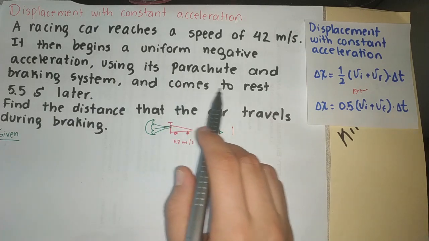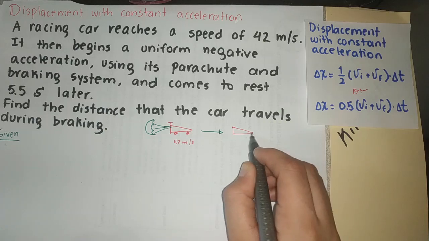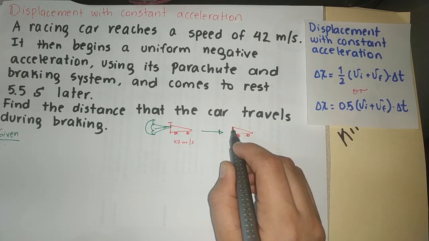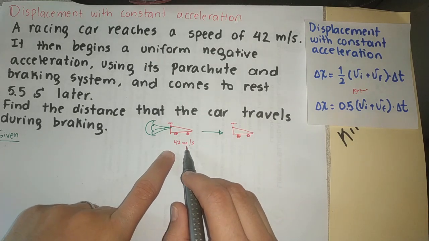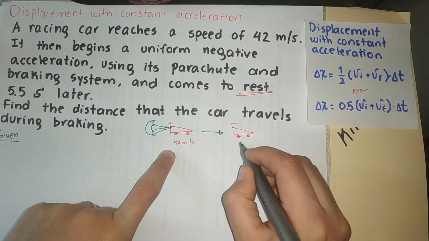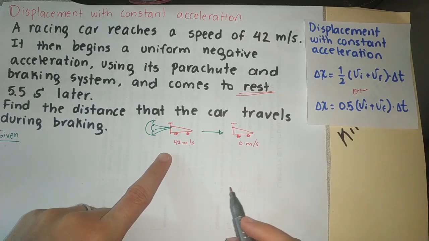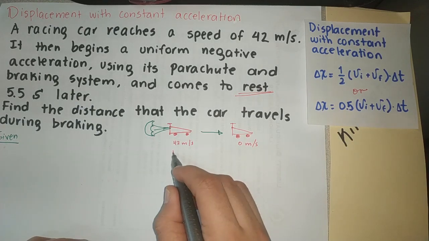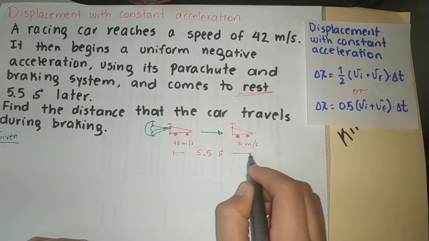It says it comes to rest 5.5 seconds later. That means that right from the moment the car starts to apply the brakes, it starts to slow down from 42 meters per second to rest, or 0 meters per second. The car did it in how much time? It did it after 5.5 seconds passed.